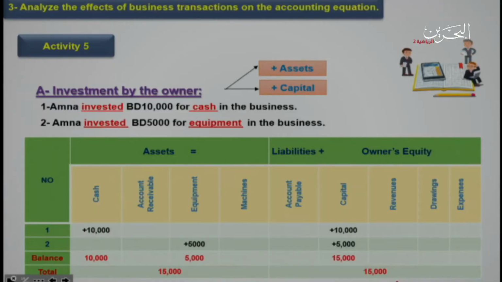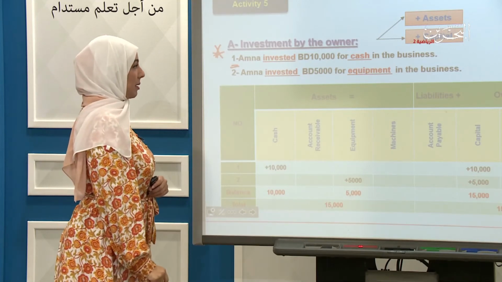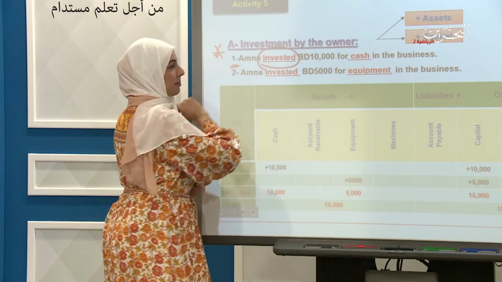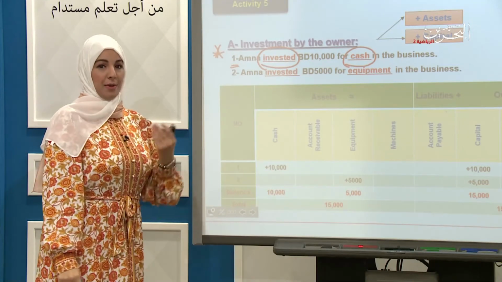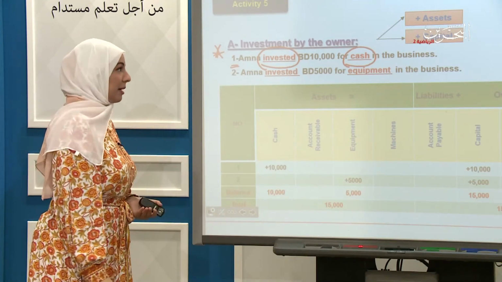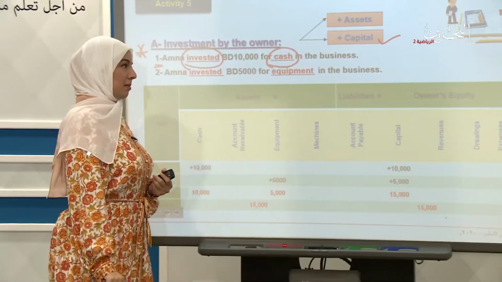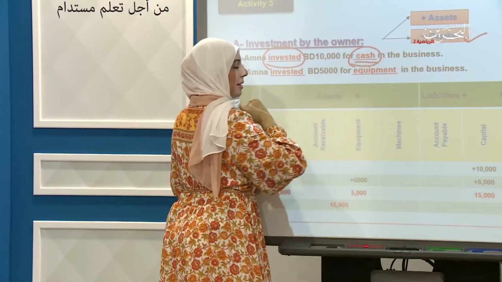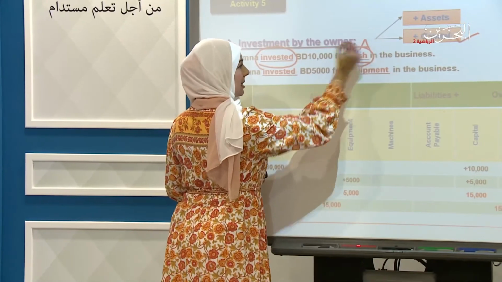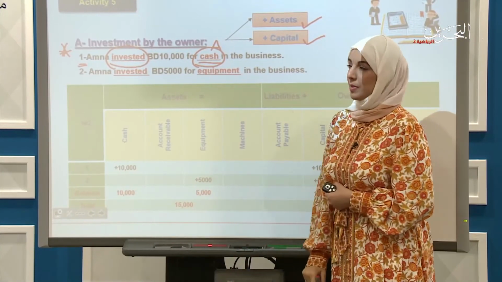So, the first one: Amna invests 10,000 BD in cash in the business. Let us see the keywords in our transaction: invest and cash. What do they mean? If I invest, my owner equity will increase, specifically the capital account. What type of investment do I make? I invest in cash. And I know cash is an example of an asset. So the assets account for my company will increase.